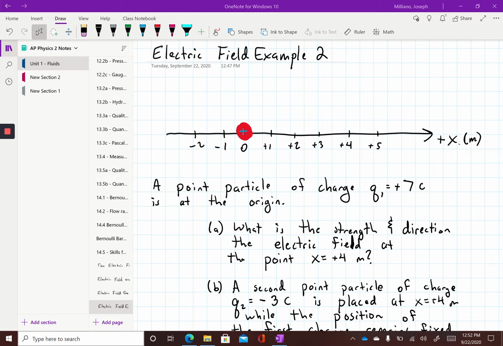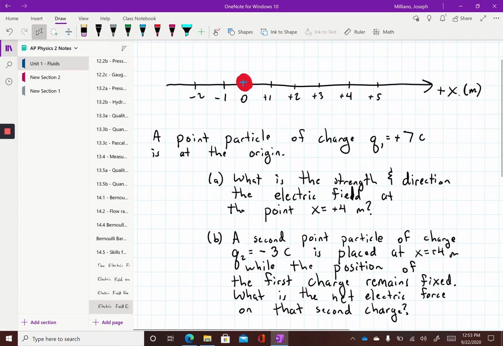Part A asks what is the strength and direction of the electric field at the point x equals positive 4 meters. And part B asks, a second point particle of charge Q2 equals negative 3 coulombs is placed at that position of x equals plus 4 meters, while the position of the first charge remains fixed. And we want to know what the net electric force on that second charge is.